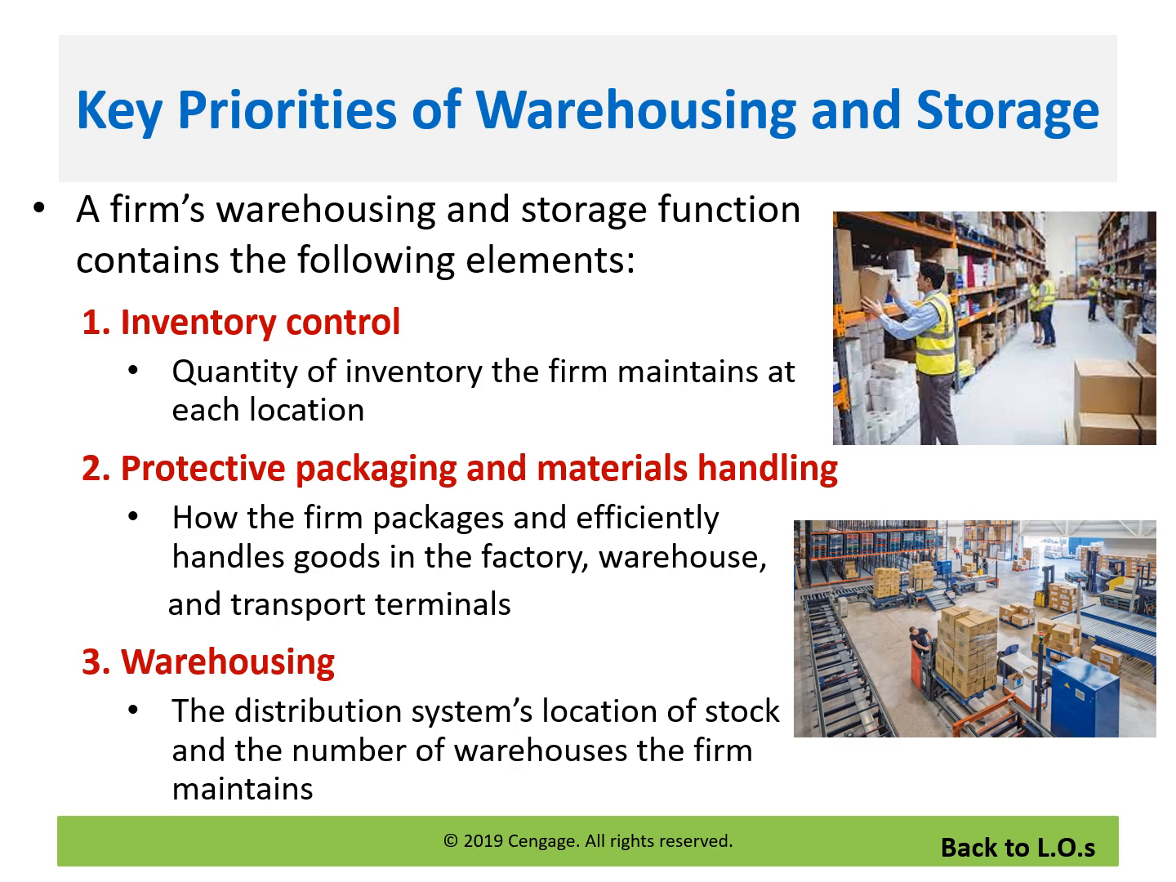Key priorities of warehousing and storage. A firm's warehousing and storage function contains the following elements. First, we have inventory control: the quantity of inventory the firm maintains at each location. Second, protective packaging and materials handling. This refers to how the firm packages and efficiently handles goods in the factory, warehouse, and transport terminals. The third is warehousing: the distribution system's location of stock and the number of warehouses the firm maintains.